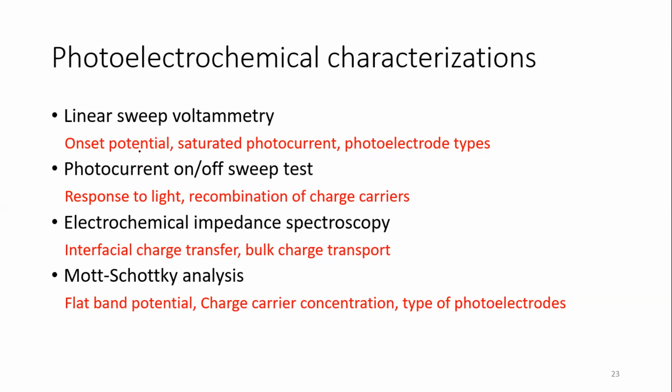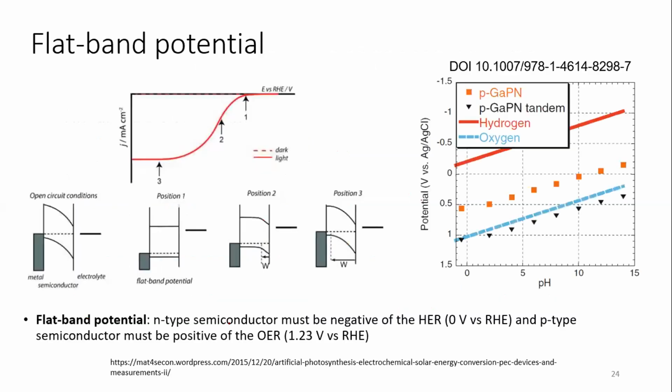I will tell you what the onset potential is. If you use electrochemical impedance spectroscopy, you can extract the charge transfer resistance, and you can also identify the bulk charge transport and the different resistances involved in this process. And from the Mott-Schottky analysis, one can estimate the flat band potential and the carrier concentration present in the material. You can also identify the type of electrode, whether it is N type or P type. Everything can be extracted from this Mott-Schottky analysis.